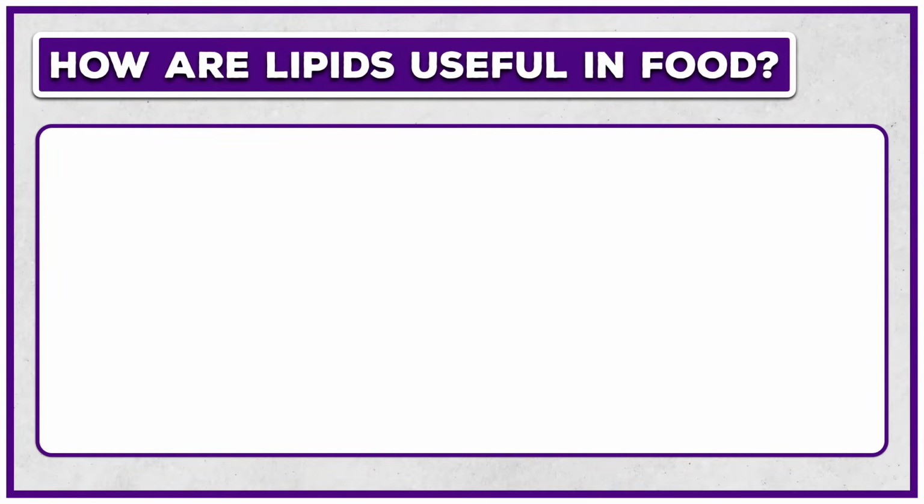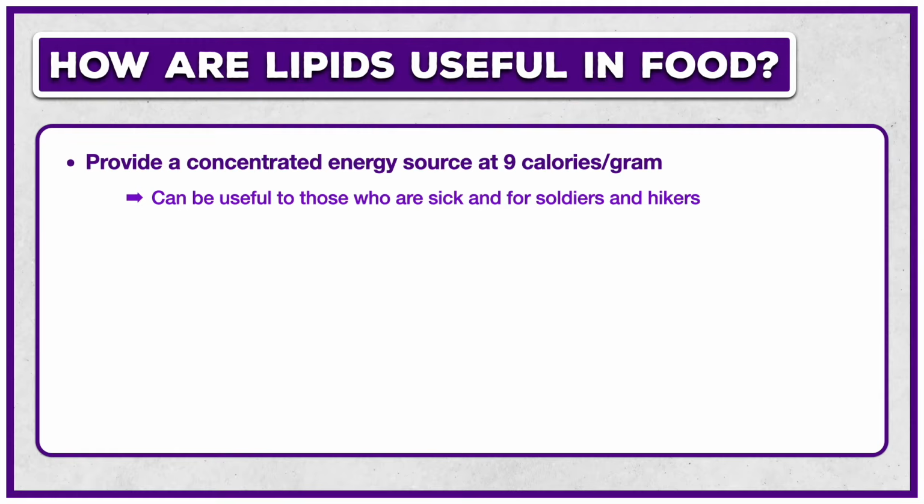Now that we've seen how lipids are useful in the body, another question we're asking is, how are lipids useful in food? Lipids provide a concentrated energy source at 9 calories per gram. That can be useful to those who are sick and have low appetite and a decreased ability to eat, and for populations like soldiers and hikers who require a lot of energy but have little room to carry food.